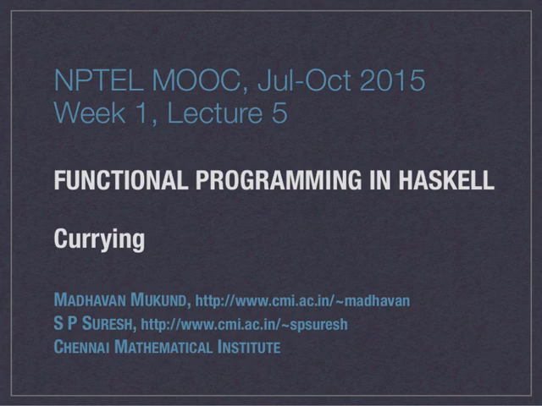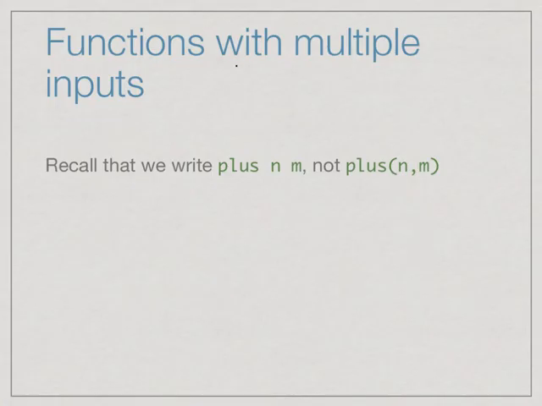So let us turn now to the mysterious notation we have been using for functions with multiple inputs. What we have been seeing is that when we have a function which takes two inputs, like plus, instead of using the familiar notation where we use a bracket and put the arguments inside the bracket separated by commas, we just write the arguments one after the other separated by spaces.